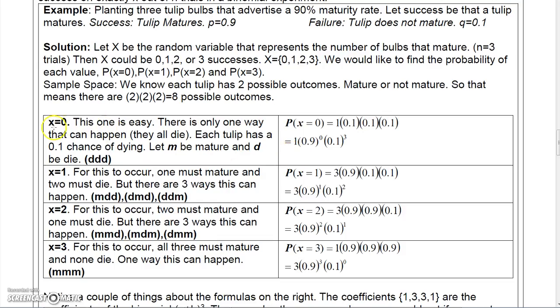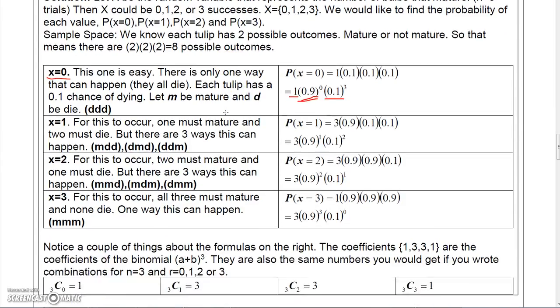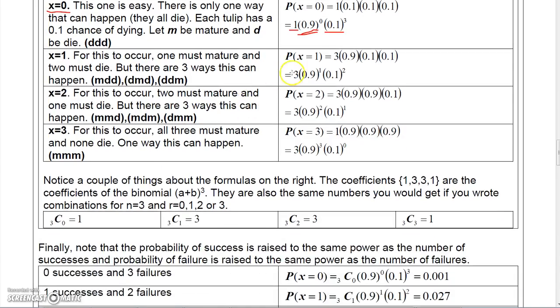So for example, on the tulips, if you get no successes, the probability of no successes would be 0.9, the probability of success, to the 0 power for no successes. But if you have no successes, then all 3 failed. So you could say 0.1 times 0.1 times 0.1, which is 0.1 cubed. Now, the 1 is because there's only one way that you can get no successes. I'll explain that here. This will make more sense.